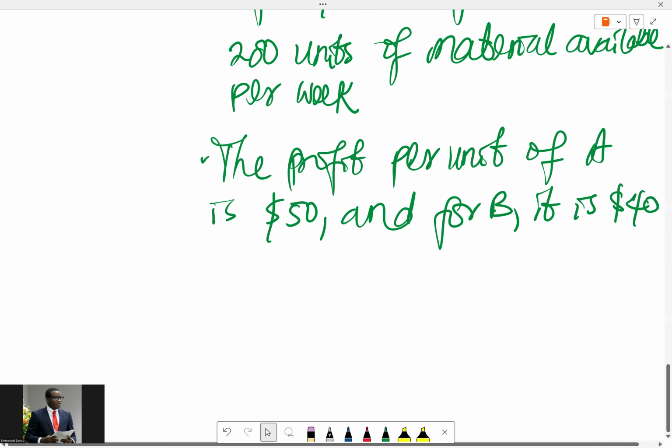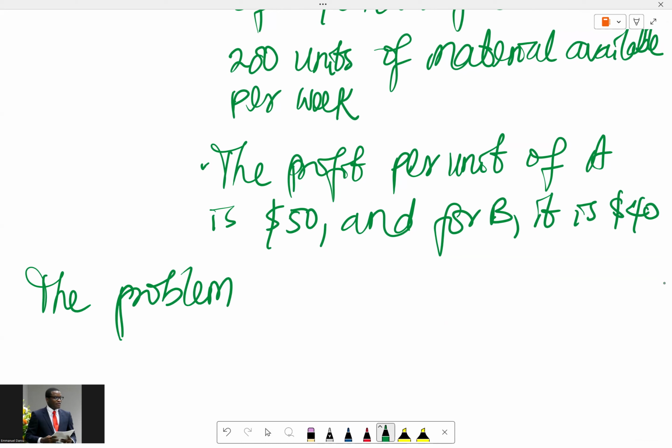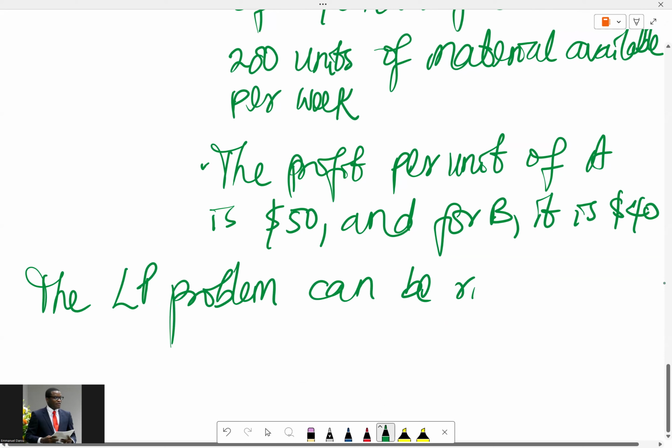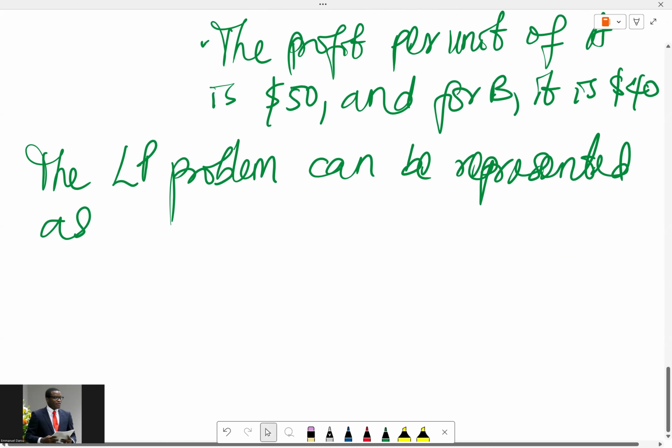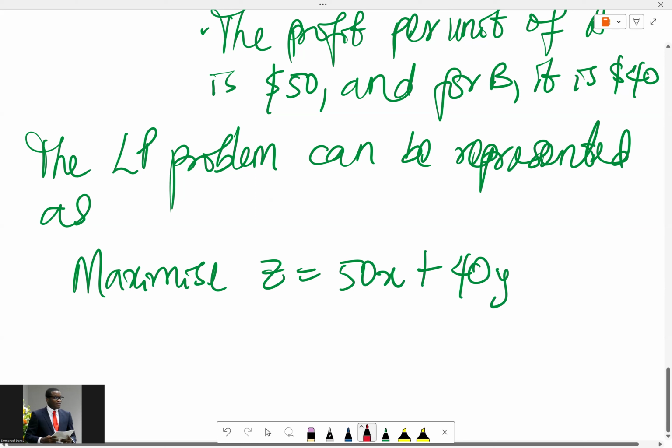So the linear programming problem, the LP problem, can be represented as here: maximize Z equals 50x plus 40y. We've done this a lot of times, so I'll just go straight. And now this is about the profit. We want to maximize the profit, right?